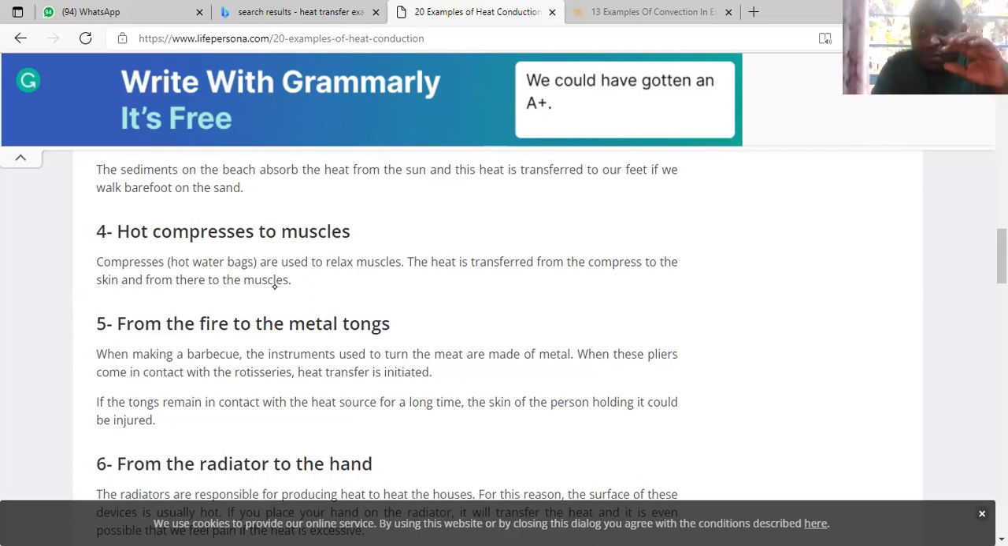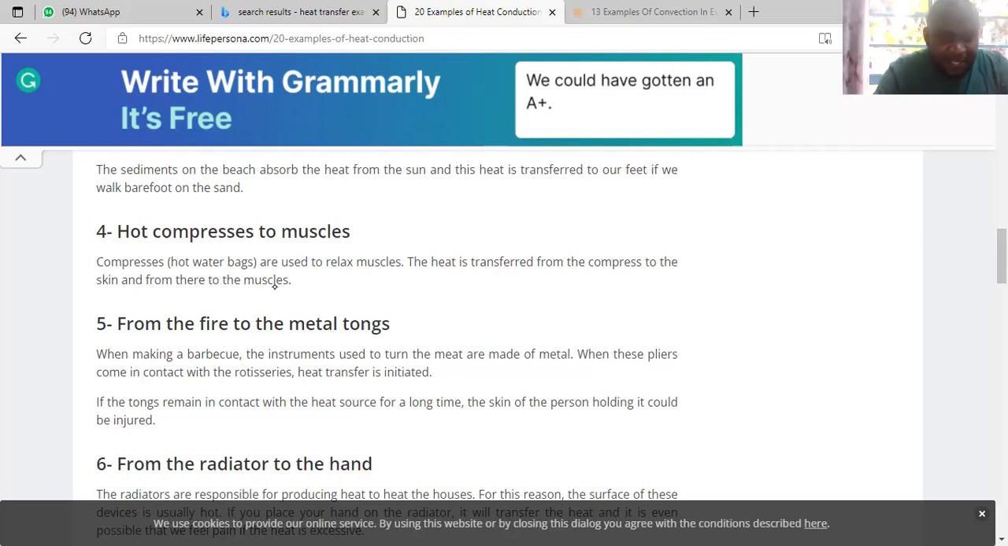But the first pair of tongs which were designed for roasting were metallic. And with time, the tongs could conduct heat from whatever they are roasting, whether it's meat or chicken, and transfer that heat to the tongs. Whoever was holding it could also get injuries as a result of such heat transfers.